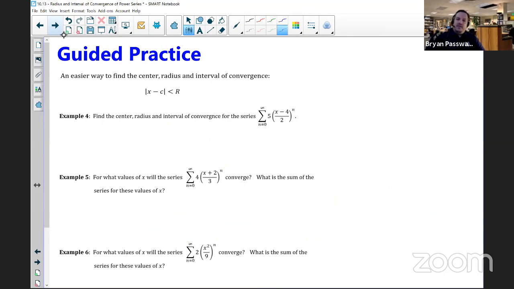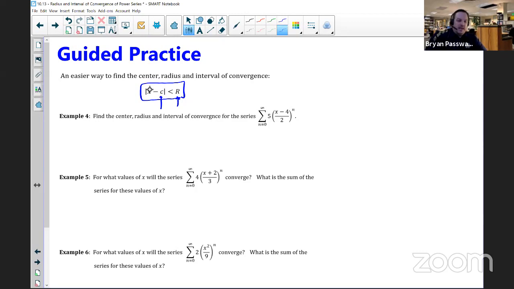An easier way, I think, to find the center, radius, and interval of convergence is to think about this form right here. When we're solving for these things, if we can get our problem to a form where we have the absolute value of x minus some value, or plus some value, is less than some other number, then the value we're subtracting, we'll call it c, is our center. And the value over here, once we get it in this form, is our capital R, or our radius of convergence. So we can find our center and radius really quickly, and then from there, we can find our interval almost immediately.